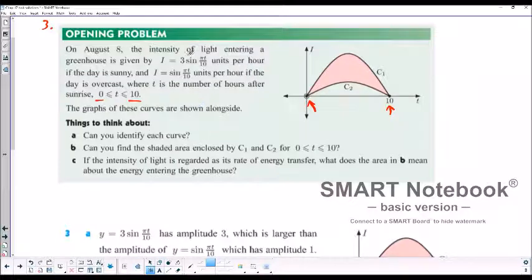We can identify each curve because, from our work with transformations, we know that the a value is the vertical stretch. Here we've got a 1 and a vertical stretch of 3. C1 looks as though it would have more of a vertical stretch than C2, so let's say that's 3, and this would be 1, indicating the maxima of both curves. And so C1 is 3 sine pi t over 10, and C2 is just sine pi t over 10. So we have now identified that.